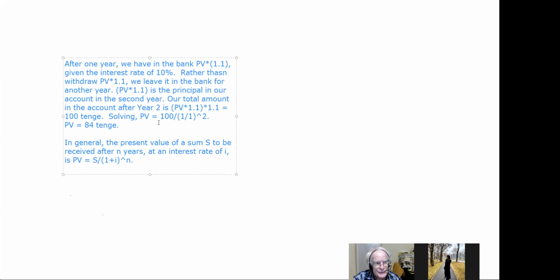But the intuition, I hope, is clear that we just take the amount that we have accumulated in the bank after 1 year, and then rather than withdraw it, we will leave it in the bank to earn interest as well as maintain the principal. That's the idea.